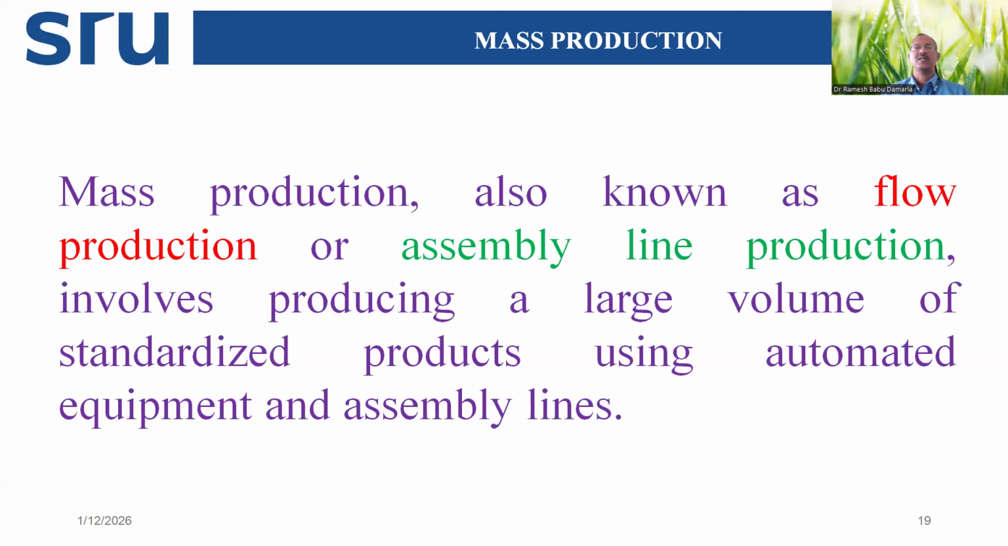Now, the third important one, and most common in FMCG goods, large volume manufacturing, is mass production. This is also called flow production or assembly line production. It involves producing large volumes of standardized products using automated equipment and assembly lines.